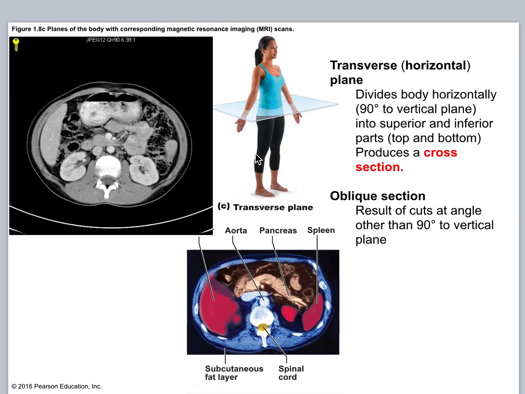And the last plane is the transverse plane, or the horizontal plane. That divides the body into a superior and inferior, or top and bottom. This produces a cross-section of the body. So the transverse plane is a horizontal plane. If the cut is at an angle other than 90 degrees to the vertical plane, it's considered an oblique cut.